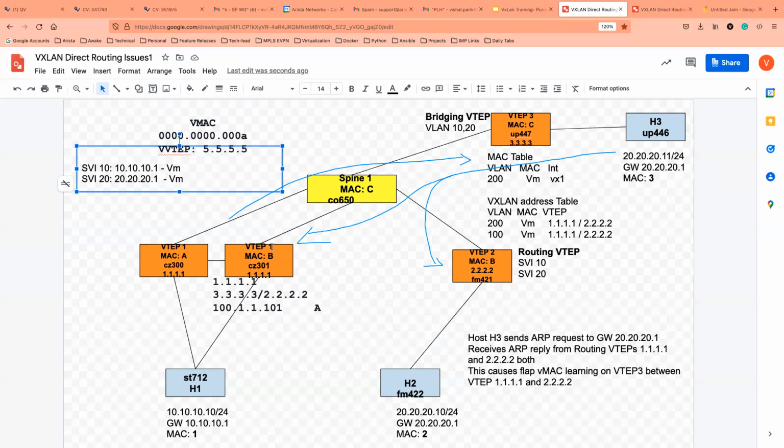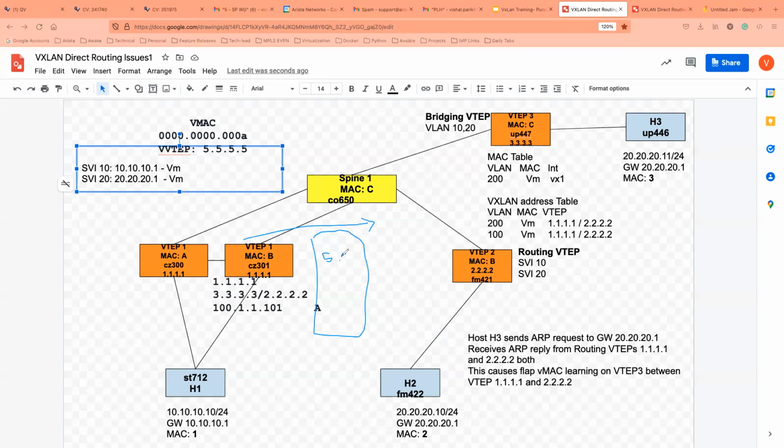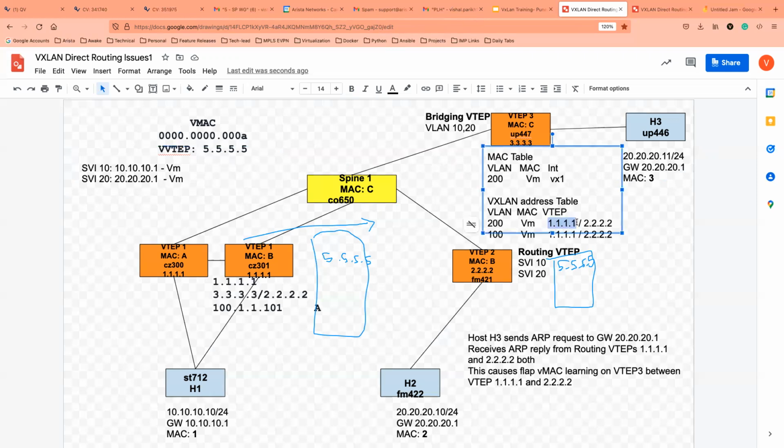So basically, when VTEP1 sends out the ARP reply, the outer source IP will be 5.5.5.5. Similarly, here also, when it replies back, the outer source IP will be 5.5.5.5, right? ARP reply. So when this guy receives the packet, it will now point to 5.5.5.5, even for ARP replies, because it will always be 5.5.5.5. Is it clear?